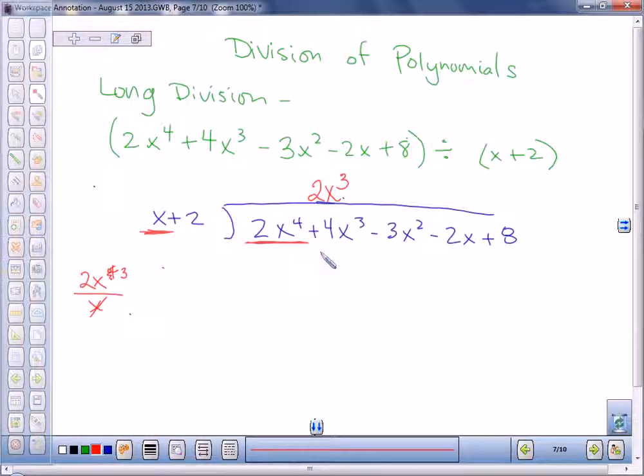Okay, so are we all together now that I've shared my gross story? So now we take this and we multiply this just like we used to with long division of just plain old numbers. You would take the quotient part and multiply it right here to see what goes here. So 2x to the third times x. What does that give us? 2x to the fourth. Good. That's what we wanted to happen. And then 2x to the third times 2. What does that give us? 4x to the third.